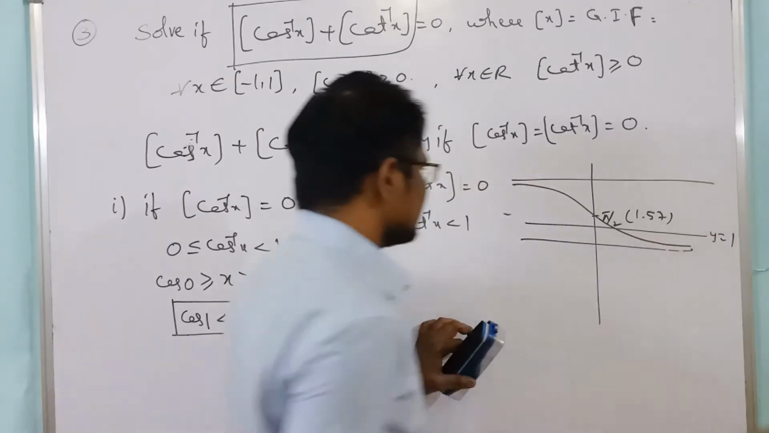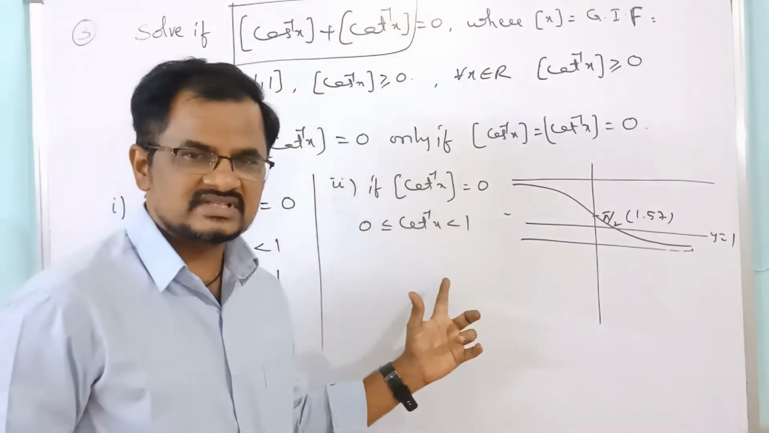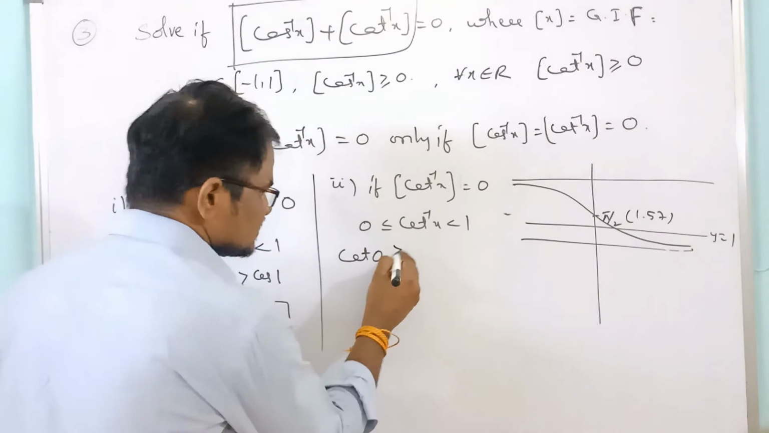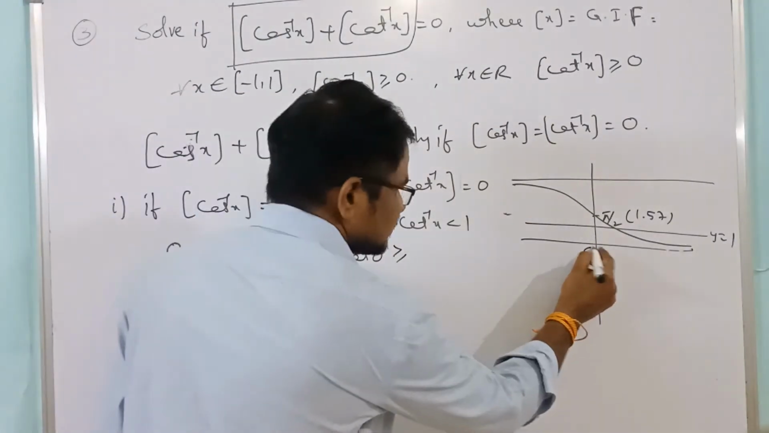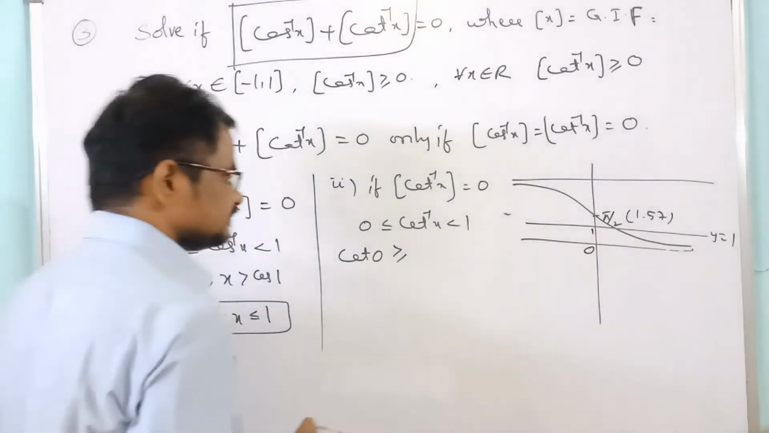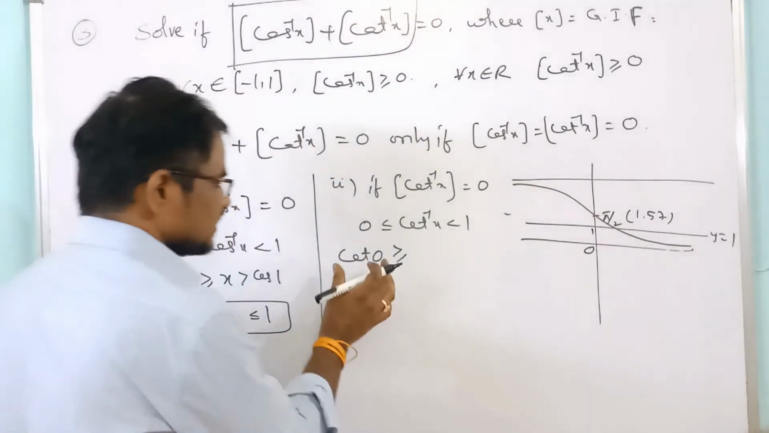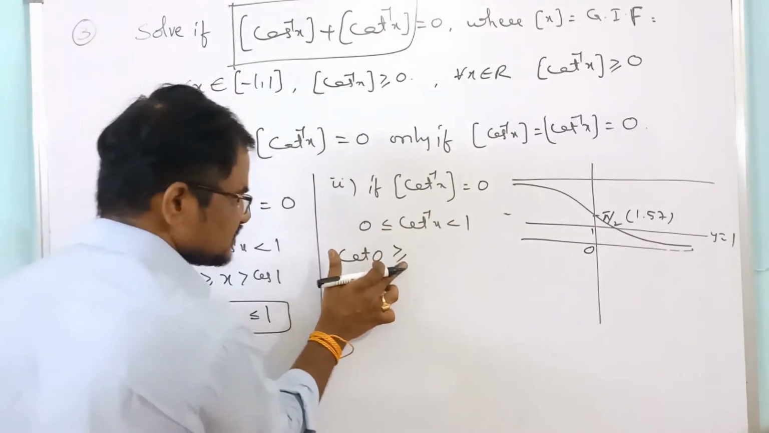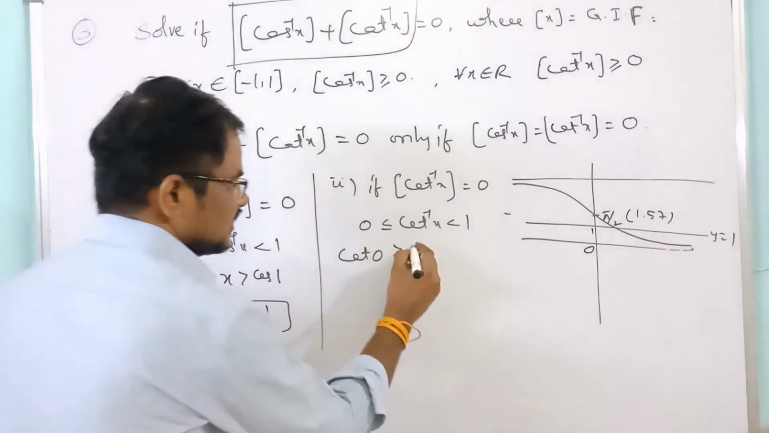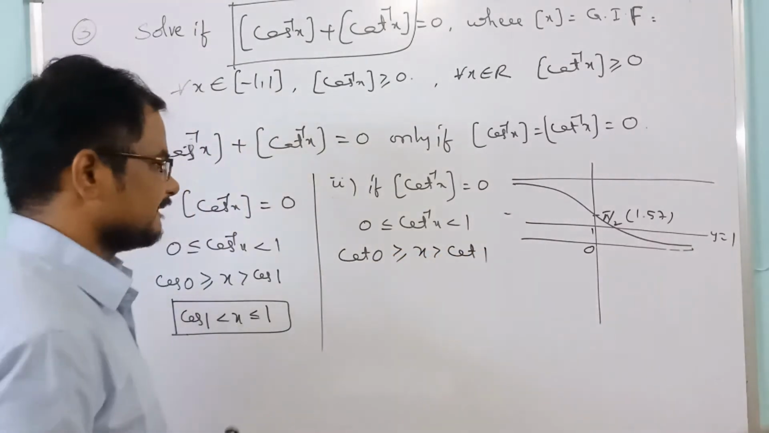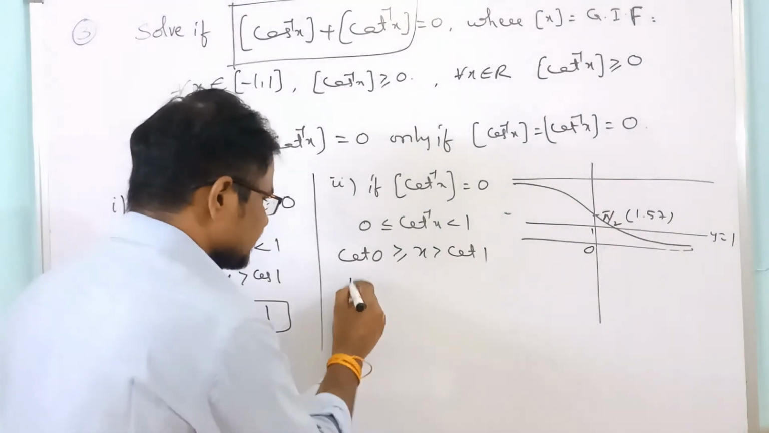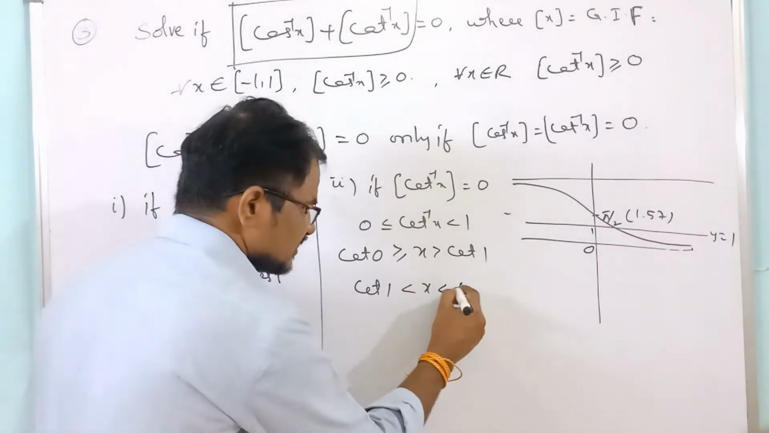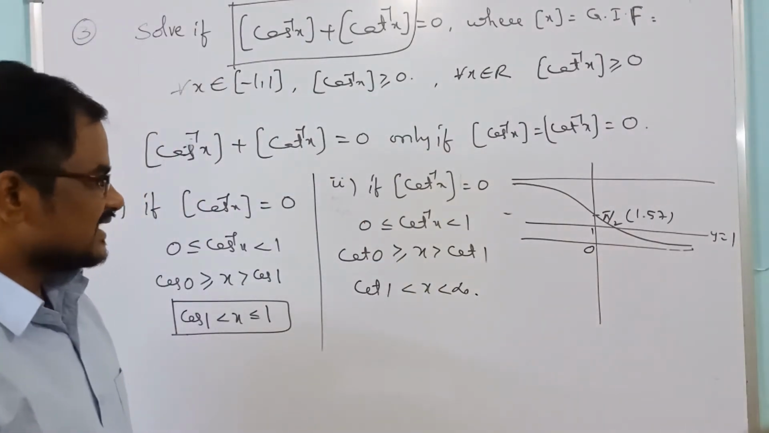So in this interval, 0 to pi by 2, cot inverse x is also a decreasing function. That's why if you apply cot, the less than or equal to becomes greater than or equal to. Here it is 0, here it is 1. So from here to here, in the closed interval 0 to 1, this function is decreasing, so that's why the inequality becomes greater than or equal to. So x is greater than cot 1, right? Now it can be written as cot 1 less than x less than infinity.